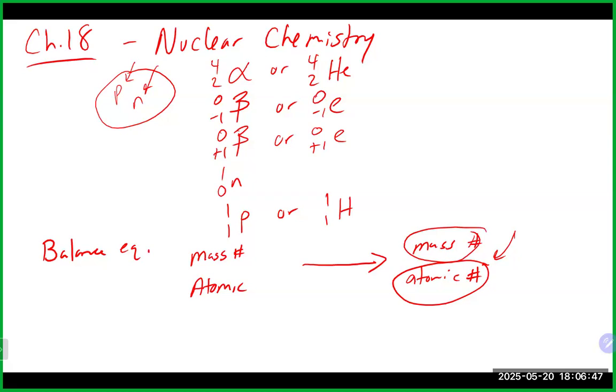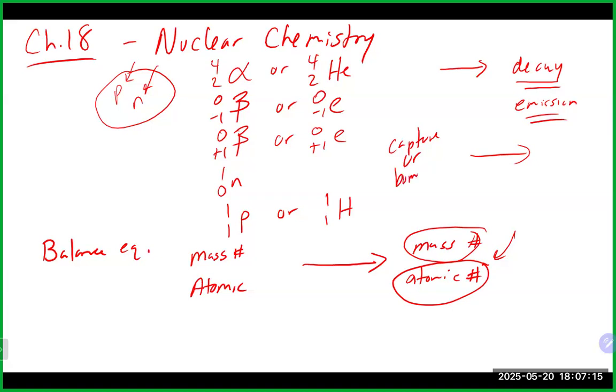Remember, if there is a coefficient in front of something, you need to multiply both the mass number and the atomic number by that coefficient as well. A couple of terms that we talked about: if it goes through some type of decay process, then that particle ends up on the product side. If it does some type of emission, that particle also ends up on the product side. If you do some type of bombardment or some type of capture, those particles are on the reactant side. Any questions on that? So let's take a look. We did one at the end there, so let's do a few more.